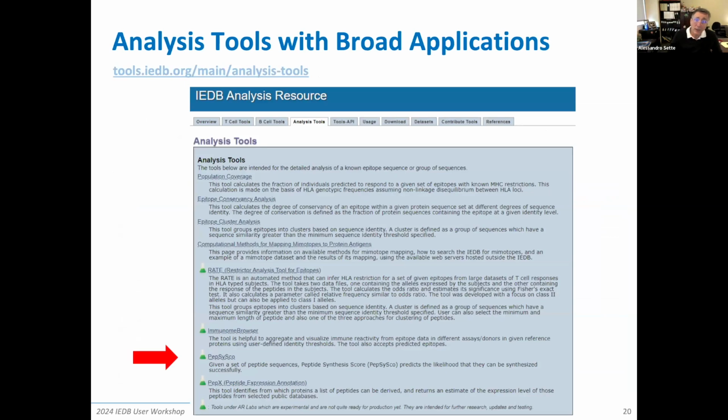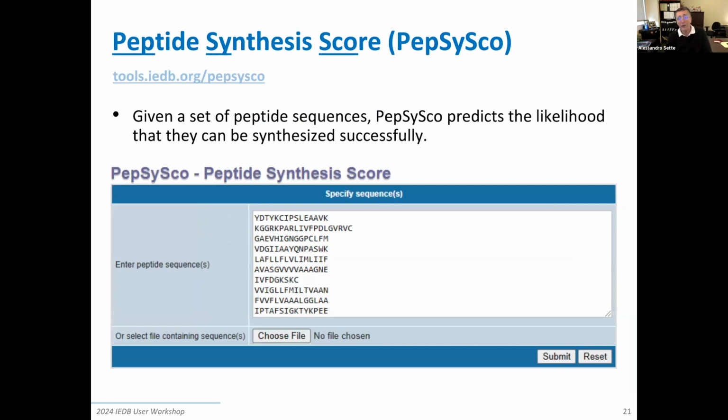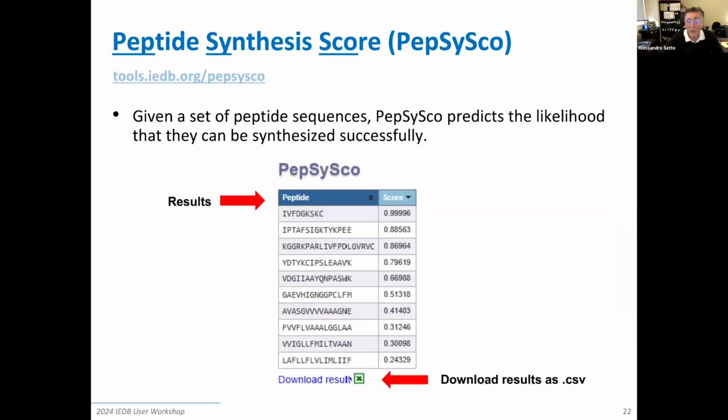Another tool of general applicability is PepSySco that, given a set of peptide sequences, will give you an estimate of how easy the peptide is going to be to synthesize, alerting you that maybe you want to use particular care or have a separate synthesis for this peptide. It's known that, in general, peptides that have stretches of repeated aliphatic residues are particularly difficult to synthesize. So just looking at this one, this is going to be very difficult to synthesize, and you get a score that tells you exactly how probable it is that this particular peptide will encounter synthetic problems.